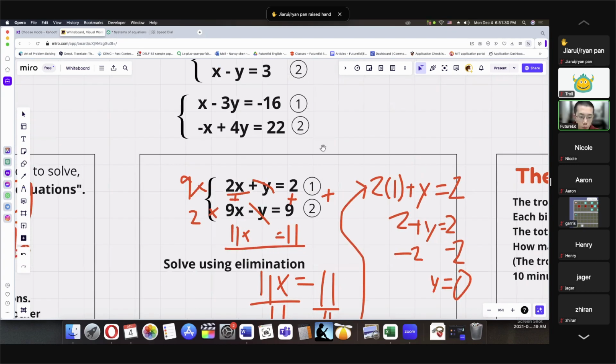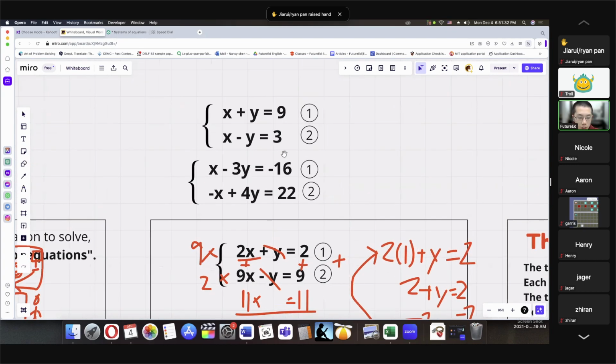Okay, let's do another one before we end class. Yeah, okay, let's try this one. Garrus, would you like to try this system of equations, please?